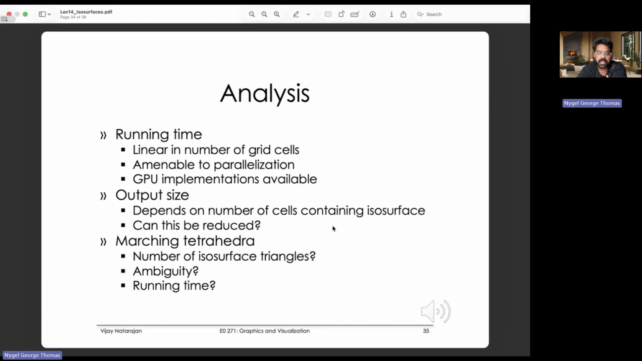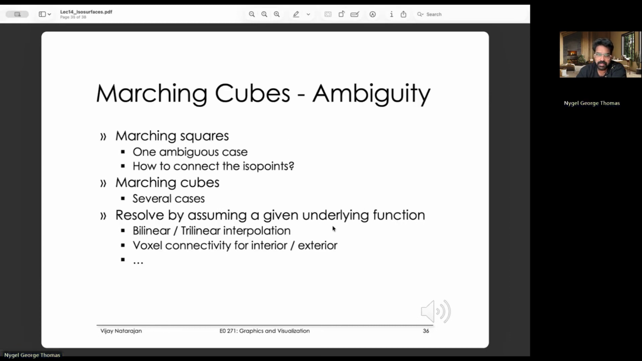Fine. Also, there is a variant called marching tetrahedra. In marching tetrahedra, rather than marching as grids, you march in the form of tetrahedra, by splitting a grid into tetrahedra. Okay, we'll look at it later. Then the number of isosurface triangles is actually more. The ambiguity is less, and the running time is also more. We'll look at marching tetrahedra later in this lecture.